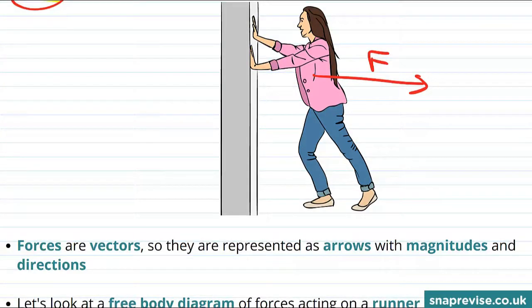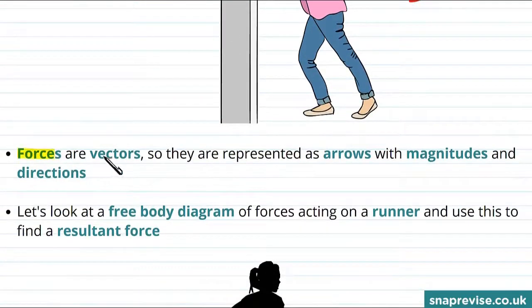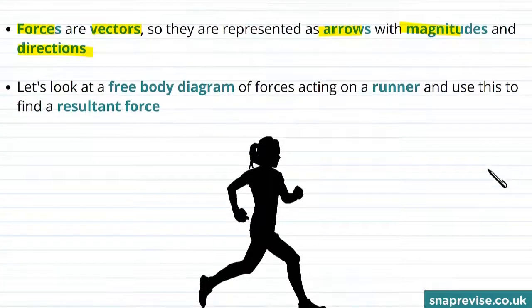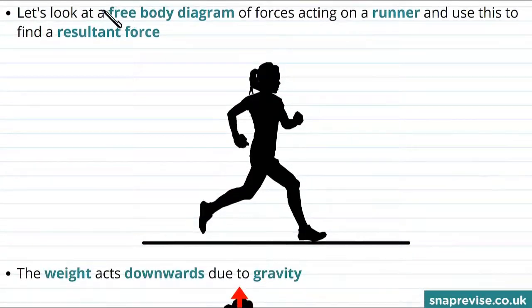You've probably noticed that everywhere I've drawn forces, I've been using arrows, and that's because forces are vectors. We can represent them as arrows with magnitudes and directions. The magnitude is represented by the length or size of the arrow. Let's take a look at a day-to-day example. Let's look at the free body diagram of the forces that act on a runner and use this to try and find a resultant force on the runner.